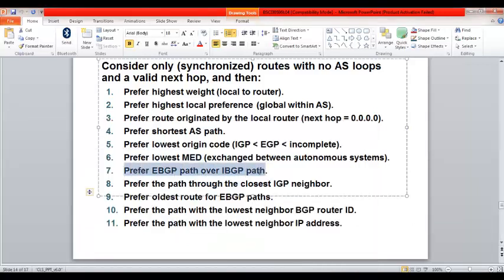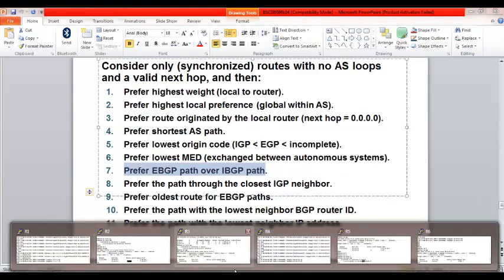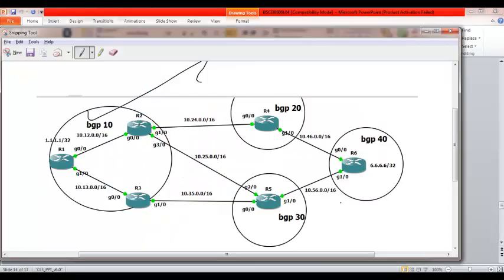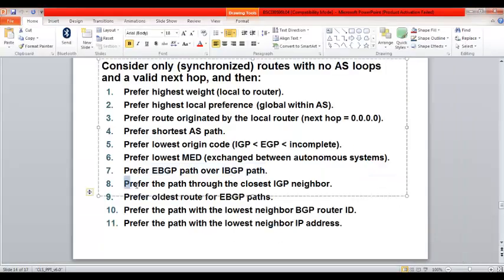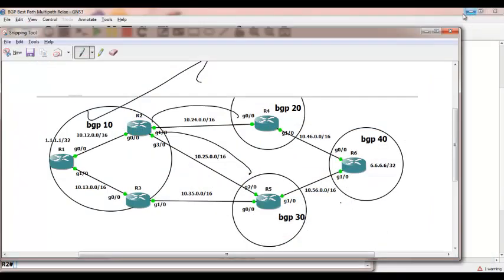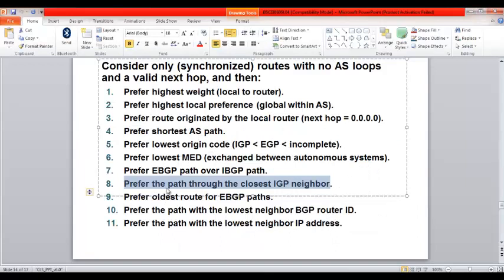Prefers eBGP over IBGP path. In our topology, if you see, this is also eBGP, this is also eBGP. So that is not a tiebreaker. Prefers the path to the closest IGP neighbor. Means the metric should be less. To reach this, if the metric is 10, and to reach this, if this is also having the same metric, then there is a tie. Of course, we have gigabit Ethernet everywhere, so the cost is the same. And first of all, we don't run any OSPF, so don't worry about that. This is not the problem.